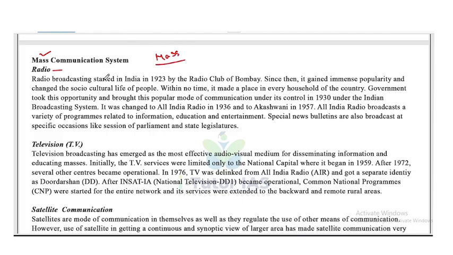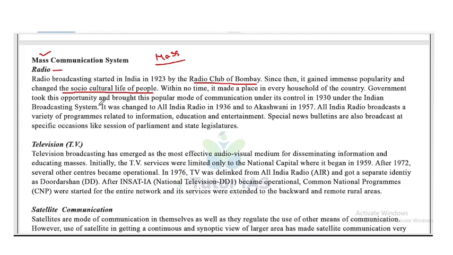First one is radio. Radio broadcasting started in India in 1923 by the Radio Club of Bombay. Since then, it gained immense popularity and changed the socio-cultural life of people. Within no time, it made a place in every household of the country.